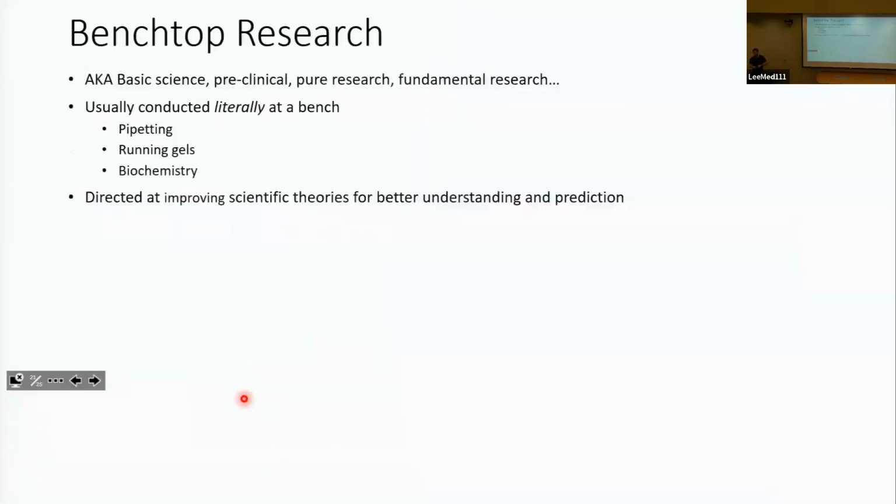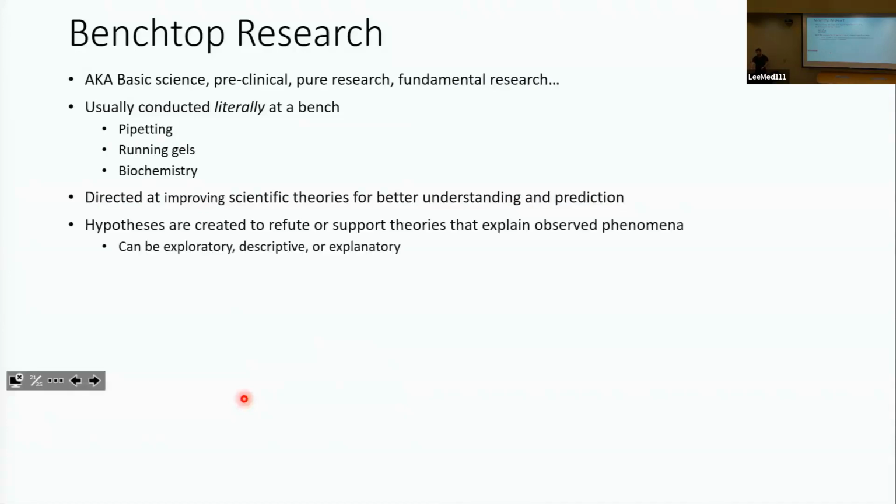But we'll start off with benchtop research. Again, this is something that we've already touched on. You may hear this referred to as basic science, as preclinical, pure research, fundamental research. It gets its name because it's usually conducted literally at a bench. You are standing there and you are pipetting, or you're running gels, or you're doing biochemistry, all wet lab sorts of things. The goal here is to improve scientific theories for a better understanding and ability to predict.